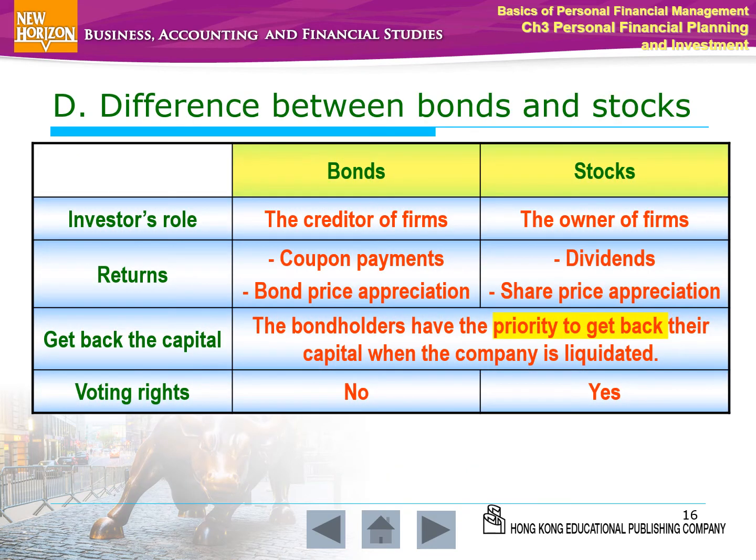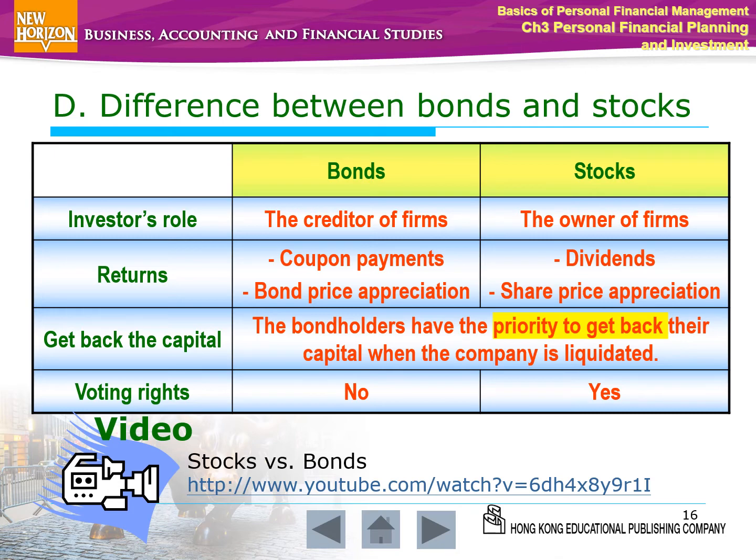Let us look at the difference between bonds and stocks. About the role of the investor, bonds are the creditor of the firm, while stocks are the owner of the firm. For the returns, bonds receive coupon payments, while stocks receive dividends. When the bond price or the share price appreciates, both holders can get profits. How about getting back the capital? Remember, I've told you that the bondholders are the creditors or lenders of the issuing institutions. They have the priority to get back their capital when the company is liquidated, while the stockholders are owners of the business. They are the last to get back their capital.